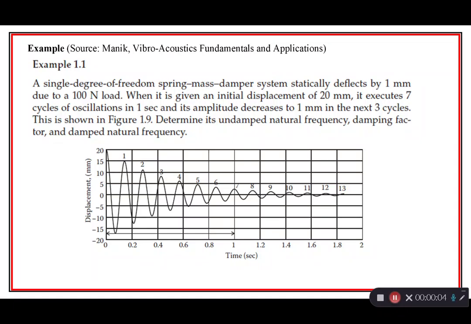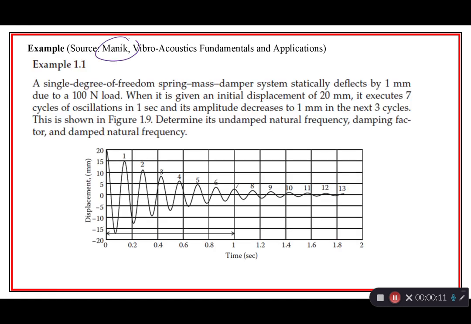Here is another example. I got it out of this book right here. This guy right here. There's an example right in the very beginning, one of the very first examples. The single degree of freedom spring mass damper system statically deflects 1 millimeter due to a 100 Newton load. I think from that we can actually get the stiffness, right?